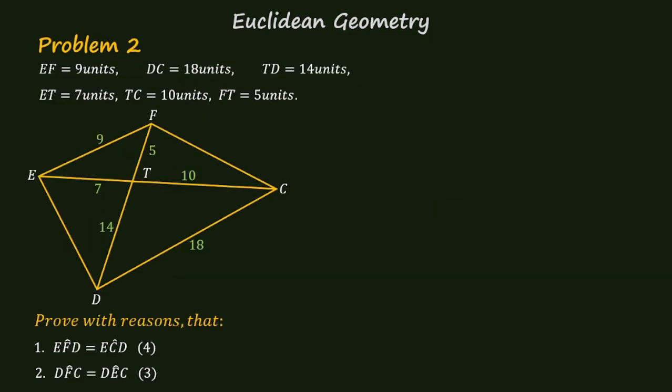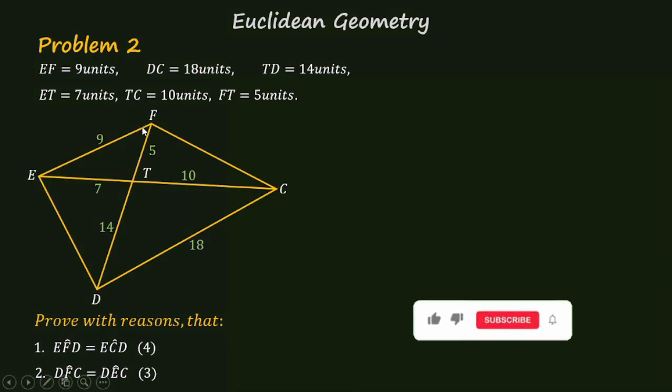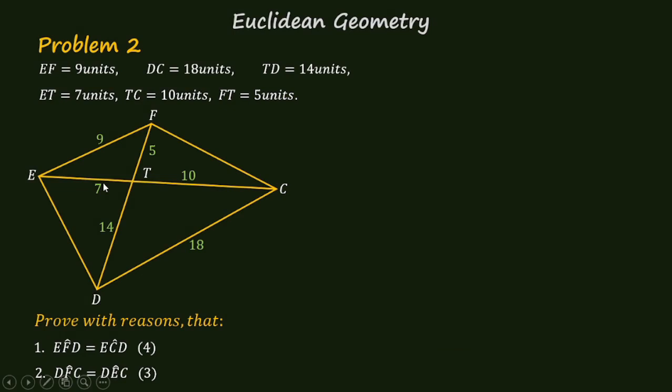In the second problem, we are given a quadrilateral CDEF, and we are given these sides over here, which are also shown on these triangles. The first question wants us to show that angle EFD equals angle ECD. So we want to show that this C here equals that F over there. The second one also wants us to show that angle DFC, this angle here, equals angle DEC, that angle over there.